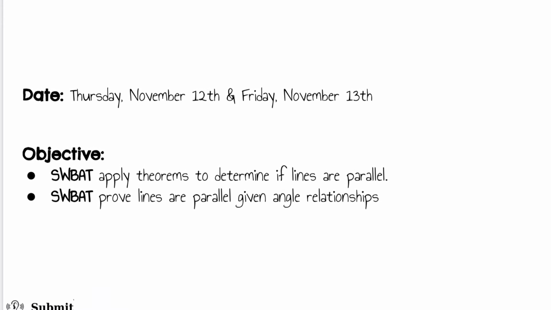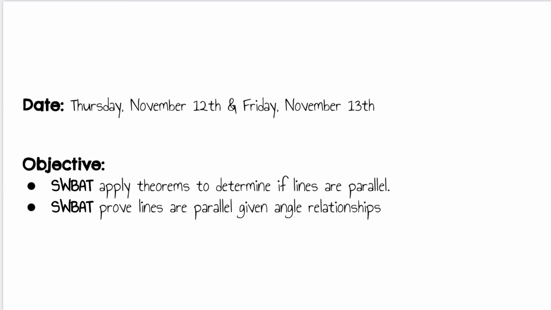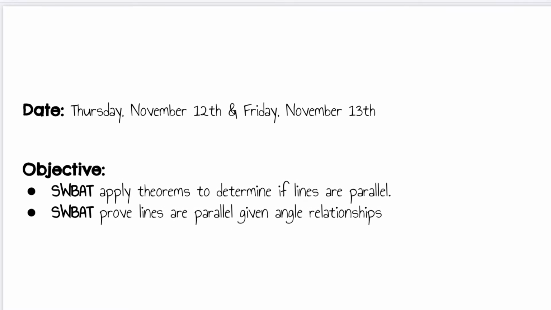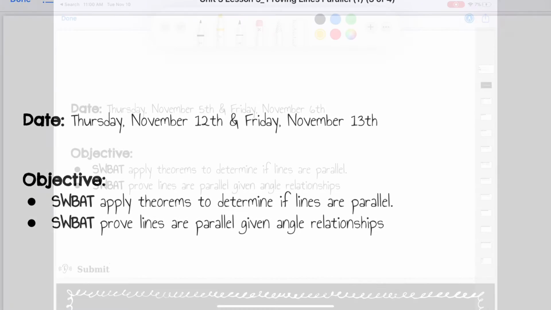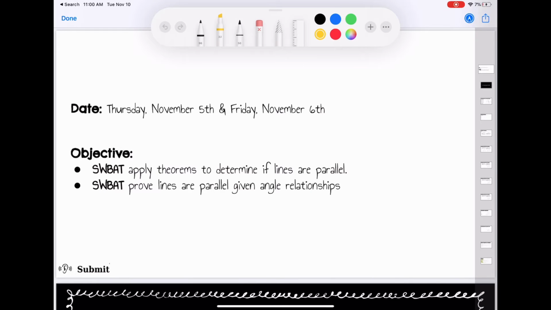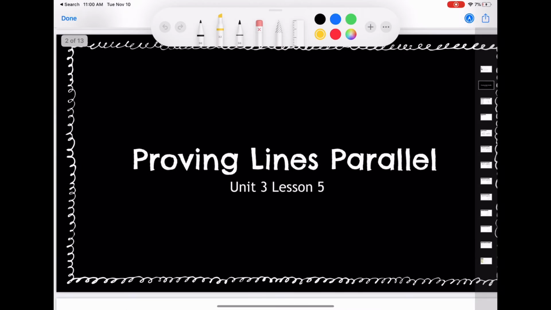Today's objectives are students will be able to apply theorems to determine if lines are parallel, and students will be able to prove lines are parallel given angle relationships. Today we're going to look at different theorems and relationships. Let's begin. Again, this is Proving Lines Parallel, Unit 3, Lesson 5.